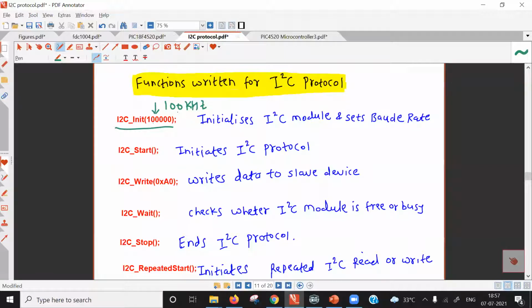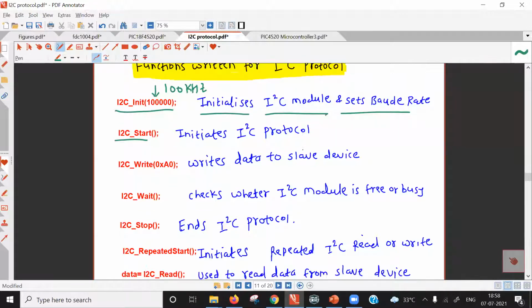So 100 kilohertz is the baud rate, and it is passed as an argument to this function. So this function initializes the I2C module and sets the baud rate. The second function is I2C start. This function is used to initiate read or write cycles, that is, initiate the start condition on the I2C bus. So the I2C start function initiates the I2C protocol.